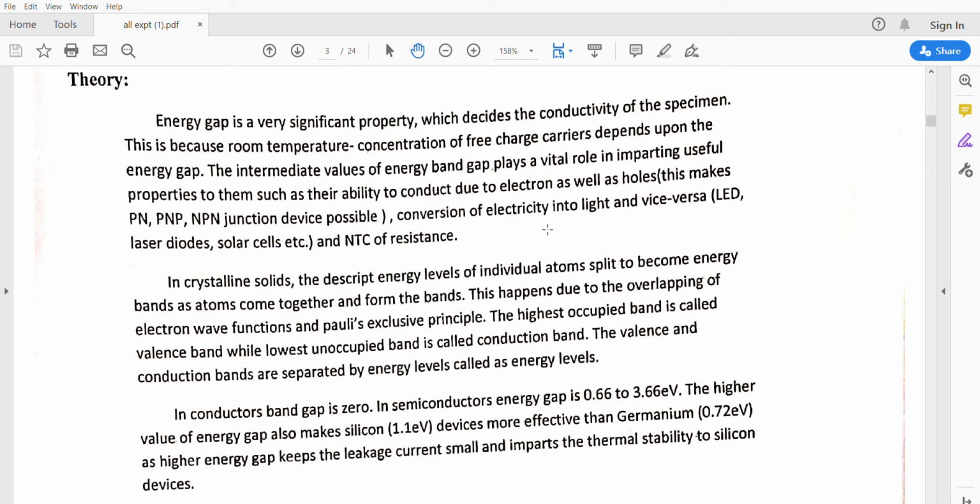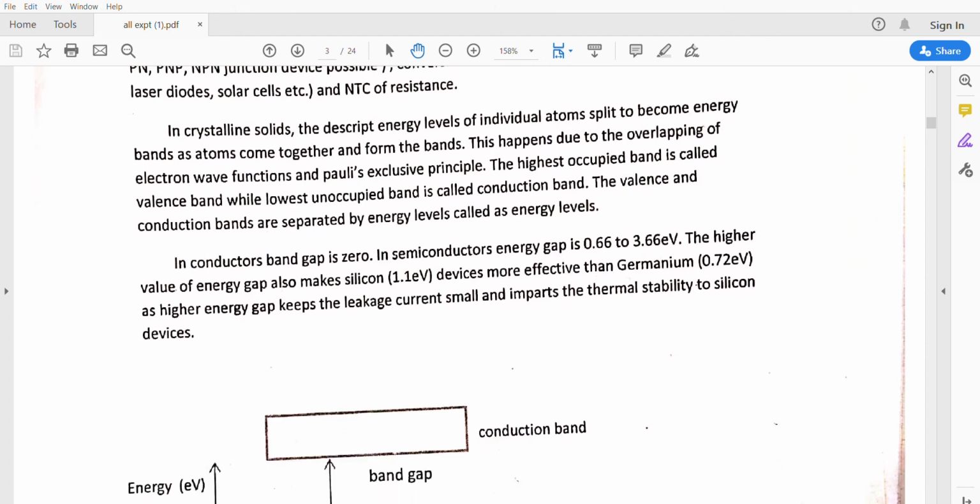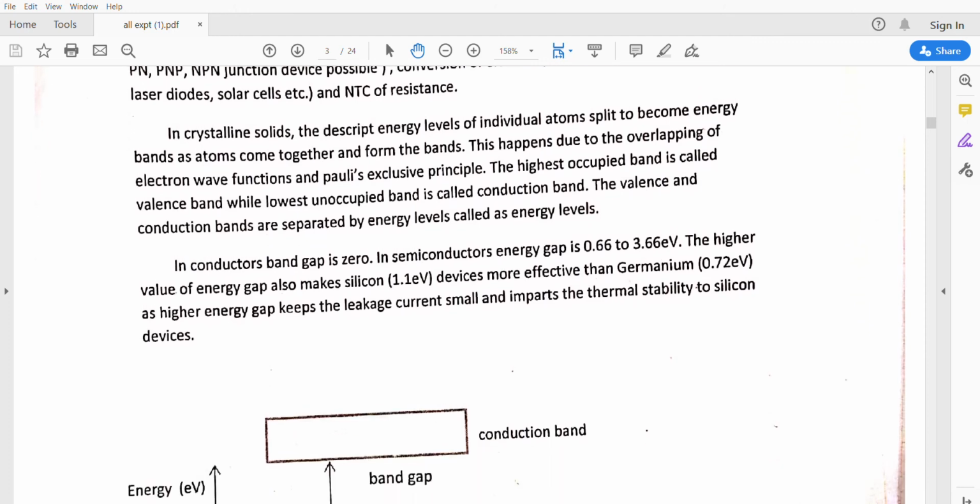In crystalline solids, the energy levels of individual atoms split to become energy bands. We already read this in the fourth unit, that is, how the energy bands form in solids. When the neighboring atoms come closer, the energy levels overlap and form the bands. Two types of bands are observed: the valence band and the conduction band. The band formed by the valence electrons is said to be the valence band.